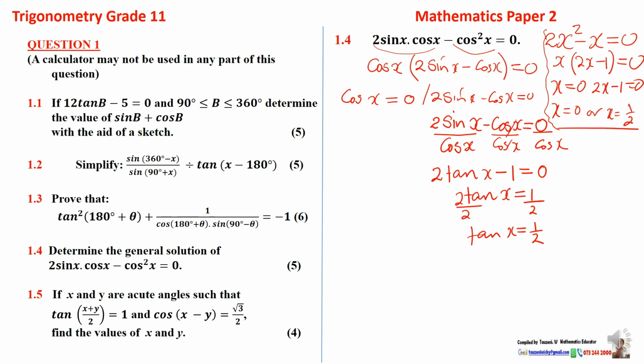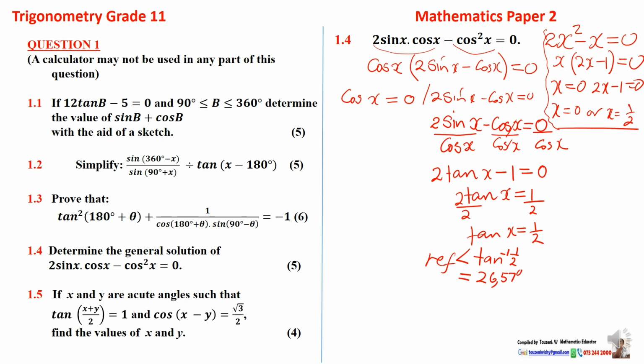Right, now that we have simplified it, we need the reference angle. The reference angle from here is something that you can do with a calculator. So get your calculator and determine the reference angle for this equation. This is equal to 26.57 degrees. And remember, this is using a calculator.